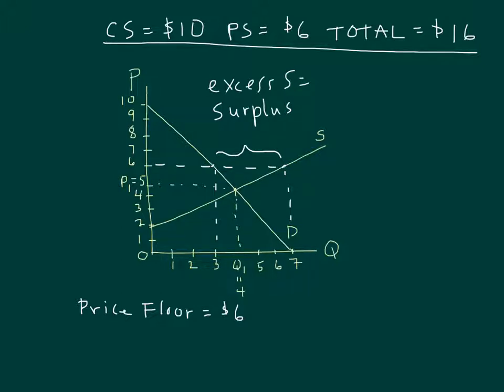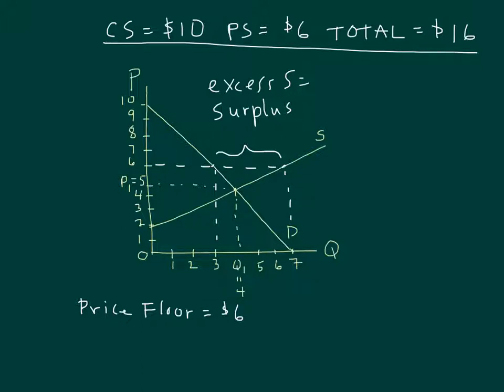And I want to emphasize that this concept of surplus is completely different than the consumer surplus and producer surplus that we have been talking about. Now, without actually calculating it, I want to see if you can see that the combined consumer and producer surplus at this new price of $6 is going to be lower than it was at equilibrium.